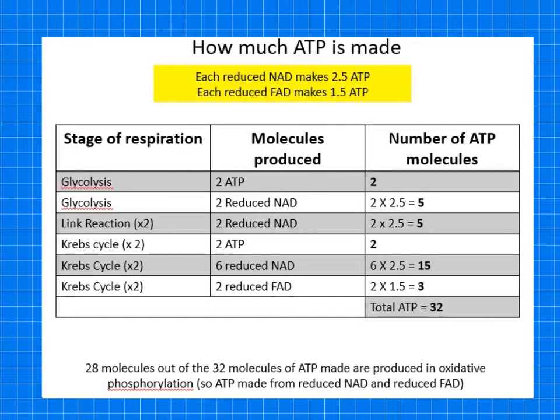Now, in terms of the stages of respiration, you can see how much ATP and NAD is produced. So we can look at the molecules produced and the numbers of ATP. You can see in the link reaction there is no ATP produced. In glycolysis, you've got 2 ATP, and then you can work out from the reduced NAD and the reduced FAD that it totals 32 ATP. 28 molecules of those ATP are produced in oxidative phosphorylation. So you can see the importance of that final stage.